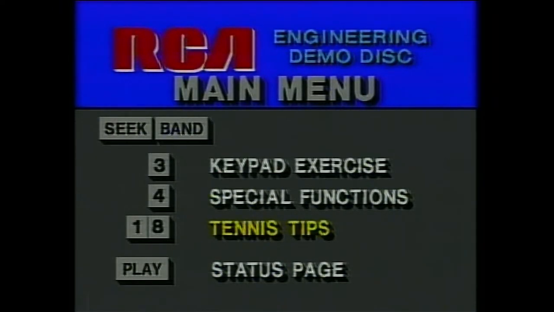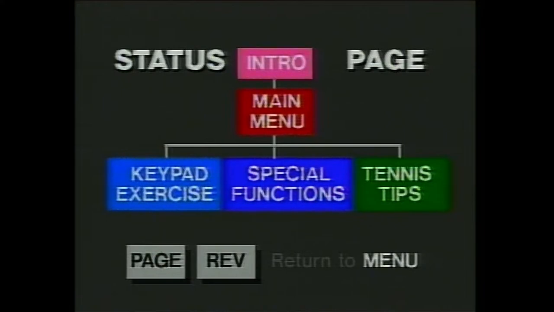Whenever you arrive at a menu frame, you also have the opportunity to check your location on the disc. Simply press play after each menu, and the appropriate status page will appear. Status pages contain a flowchart on the disc content with a highlight at your present location. When you want to return to the menu, press page and reverse. Or to continue with the program, press play again.